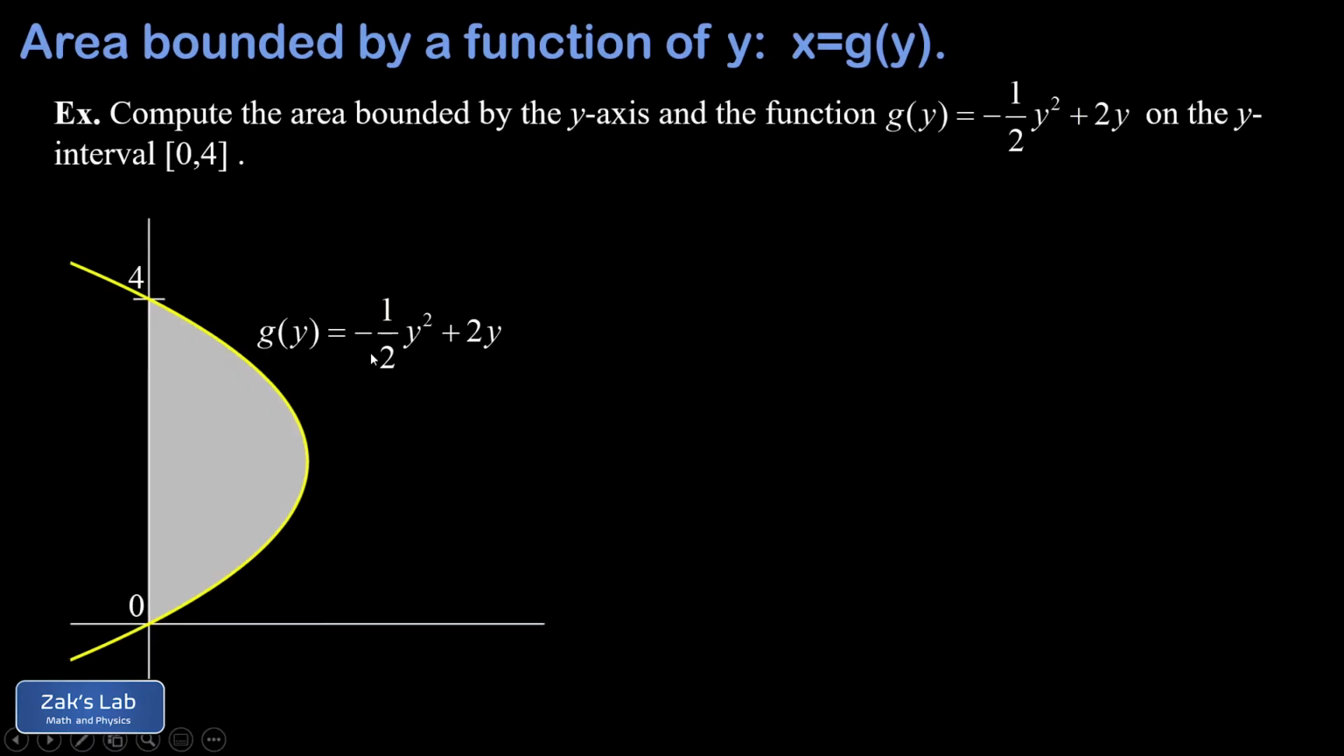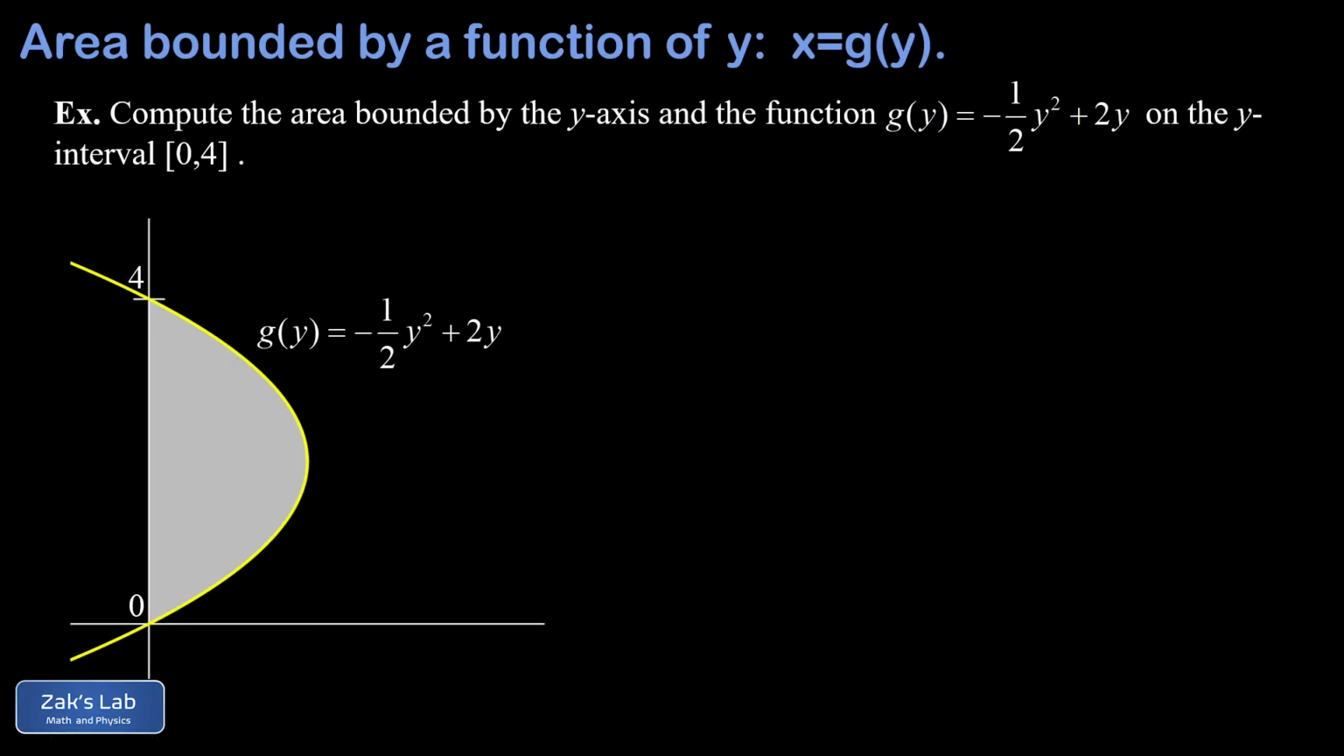To wrap things up, we'll work a quick example of computing an area bounded by a function of y. So we're asked to compute the area bounded by the y-axis, and the function g of y equal to negative 1/2 y squared plus 2y on the y interval 0 to 4. And we can see in the picture that the curve actually intersects the y-axis at y equals 0 at the bottom and at y equals 4 at the top.